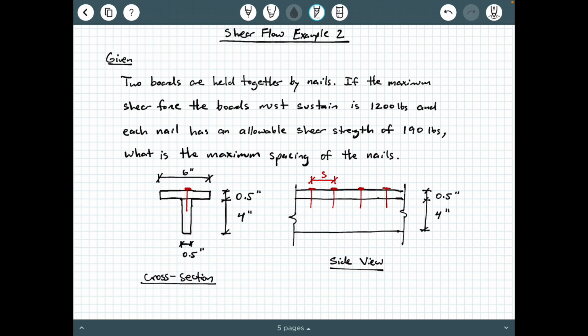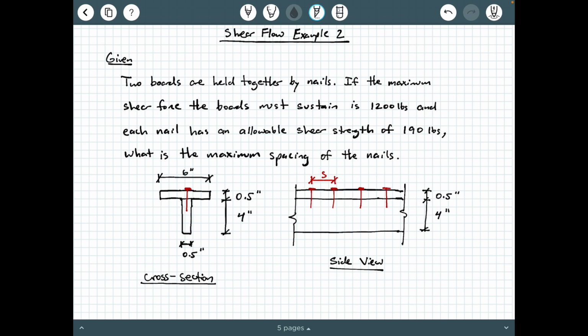So let's take a look at the given information. We're being told that two boards are held together by nails. If the maximum shear force the boards must sustain is 1,200 pounds, and each nail has an allowable shear strength of 190 pounds, what is the maximum spacing of the nails?